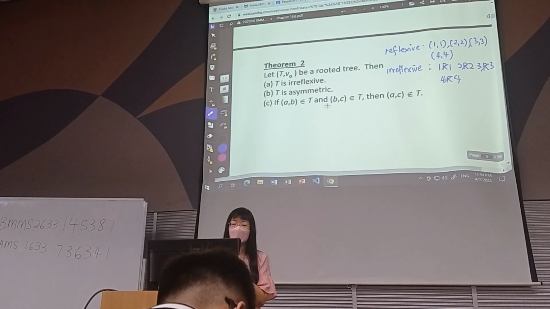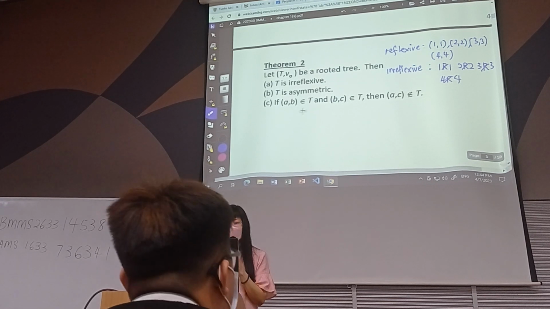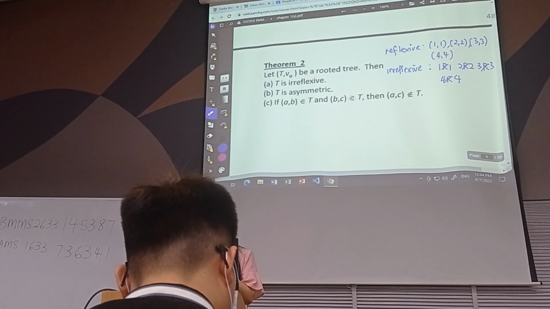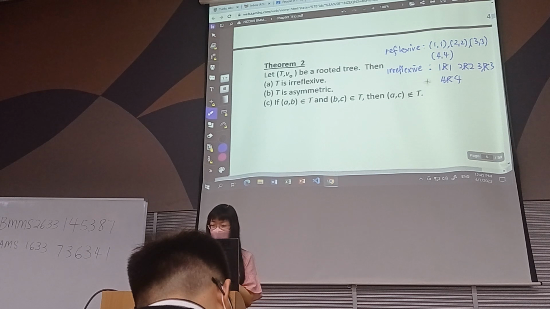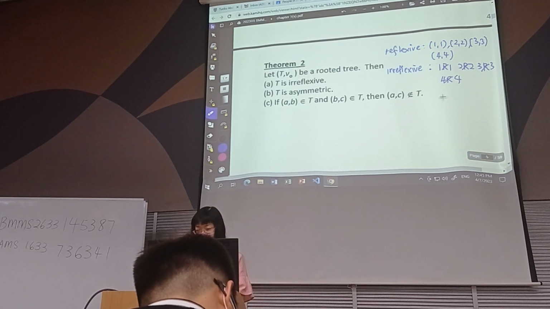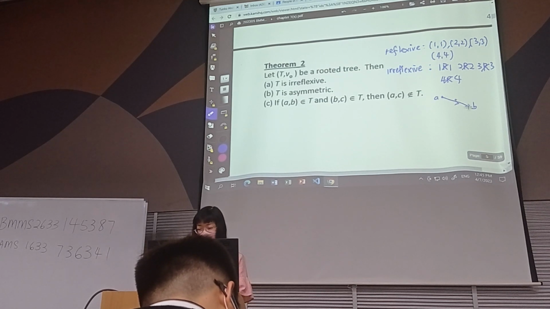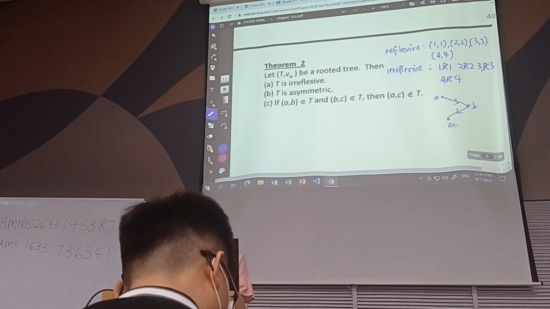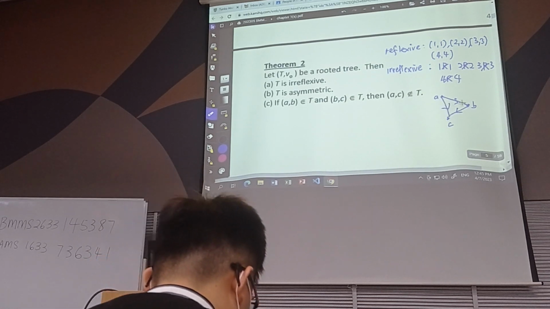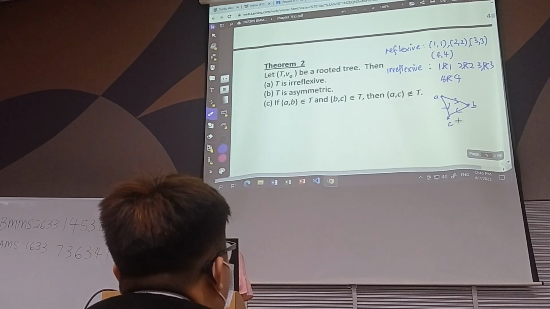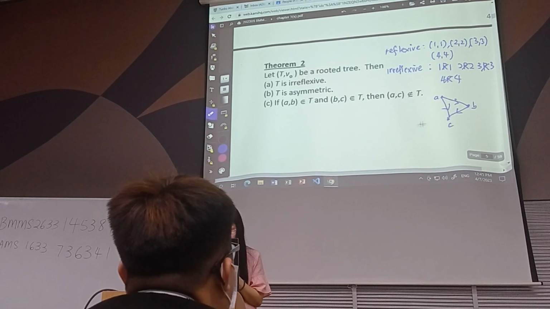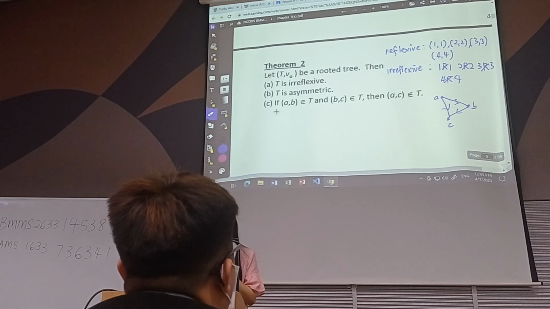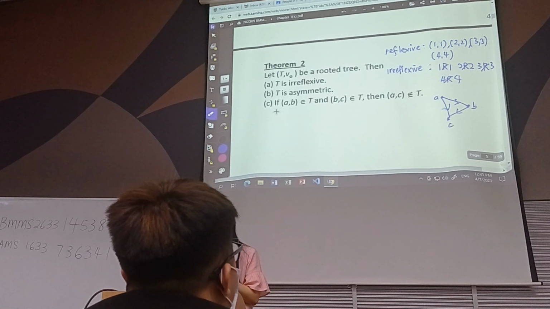Okay. And the third one is, if AB belongs to the T and BC also, then AC cannot belong to T. Now this one will be the cycle like just now. You have AB here, BC here, and then AC here. So you cannot have this relation: AB, BC, and AC. Okay? So these three are the theorem to define a rooted tree. Yeah?